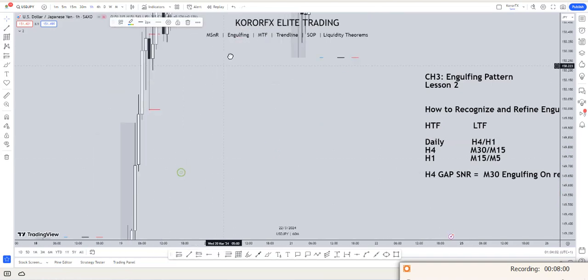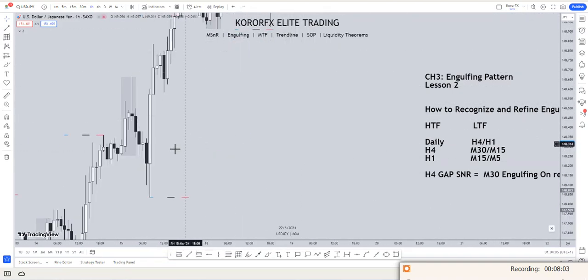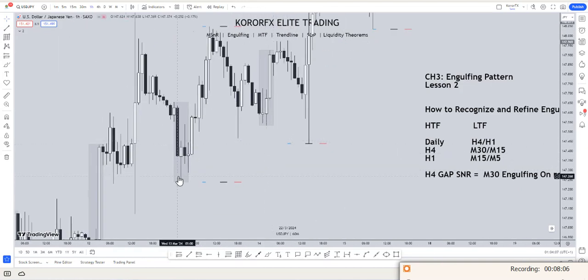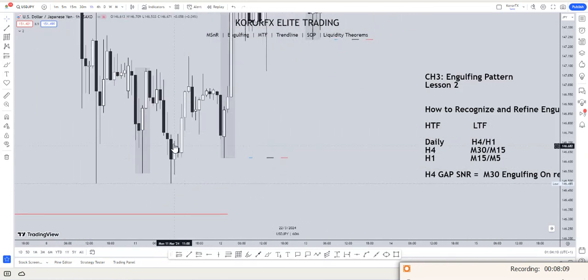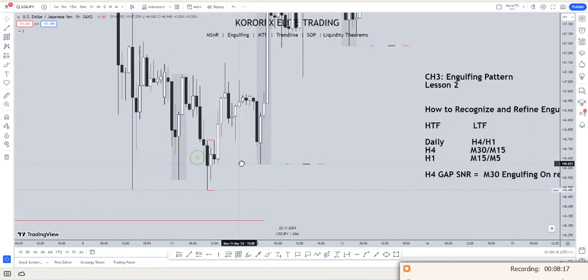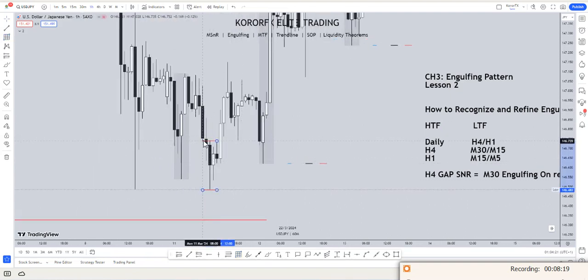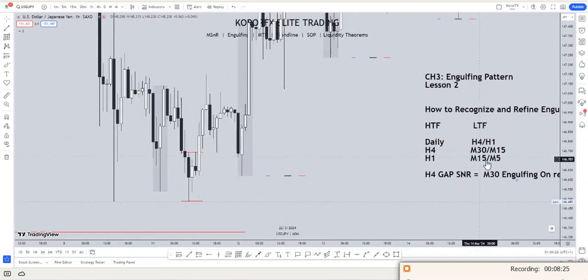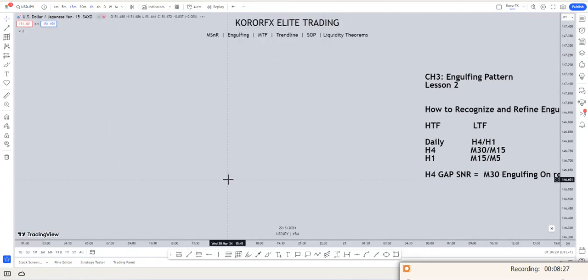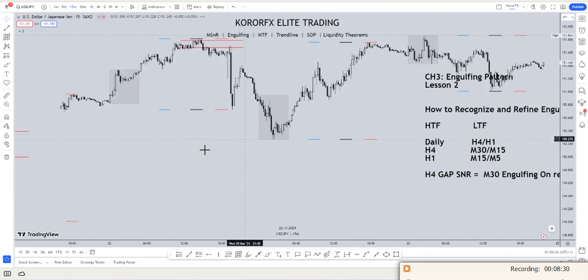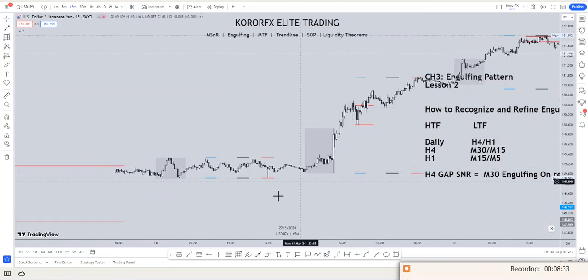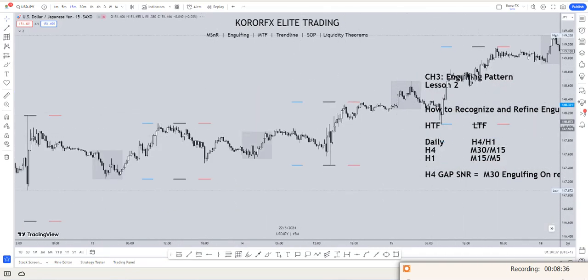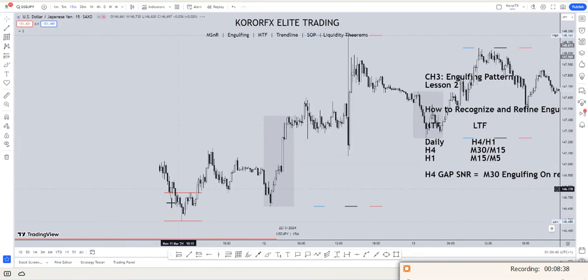Alright, let us look for an engulfing which is very clear, so I don't want you to fall for it. Let us see this one. Okay, let me make an example of this one. Alright, that's a 1 hour engulfing. So the basic time frame to refine is 15 minutes. Okay, it was not that one. Yeah, this one.